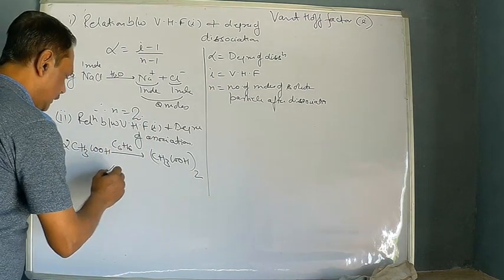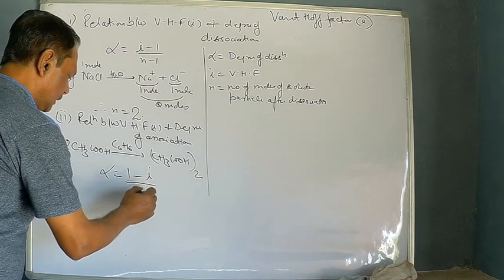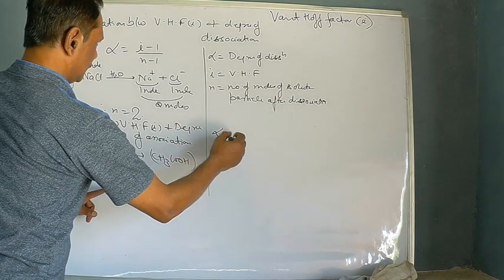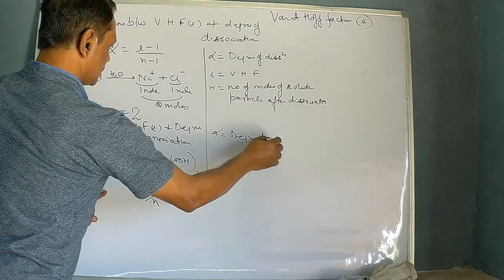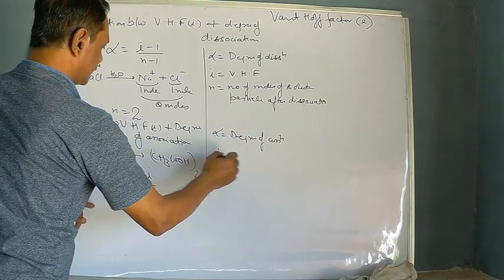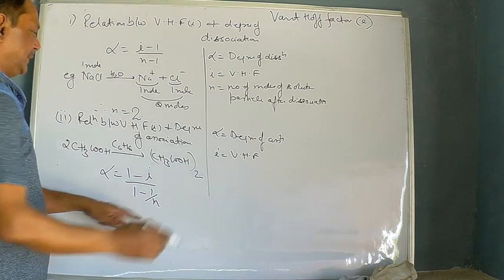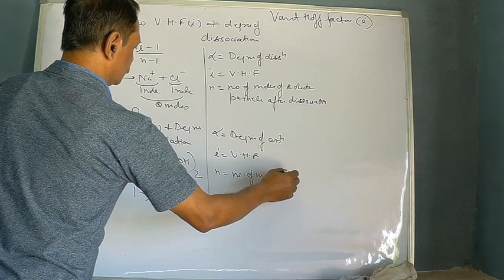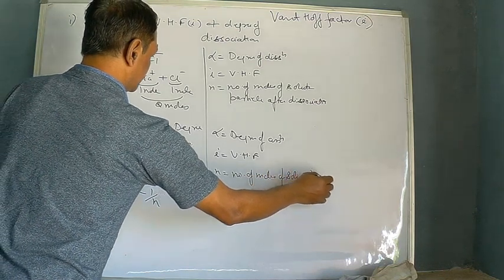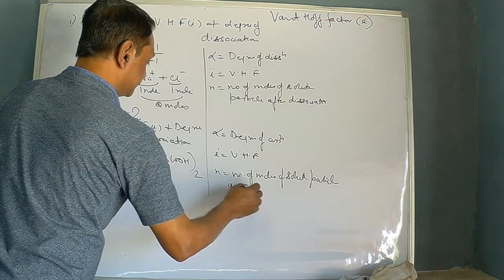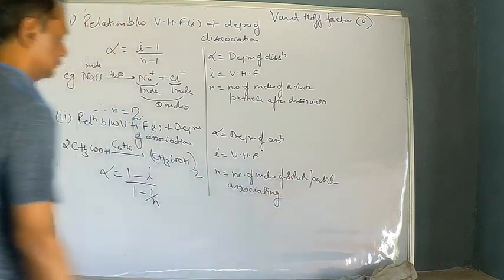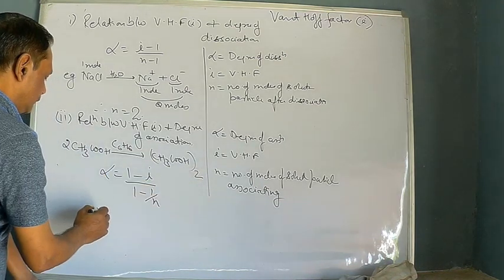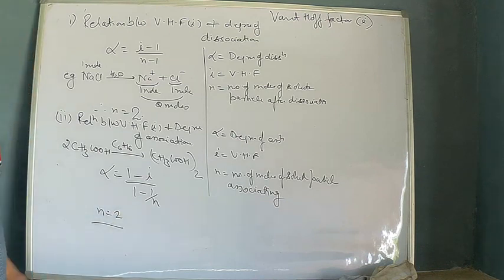So what is the formula here? Alpha equals to 1 minus I upon 1 minus 1 by n. Again, let us write out here. Alpha, what is alpha? Alpha is degree of association. I, you all know, Van 't Hoff factor. And n, number of moles of solute particle associating. In this case, 2 molecules of acetic acid is associating, so the value of n equals to 2.